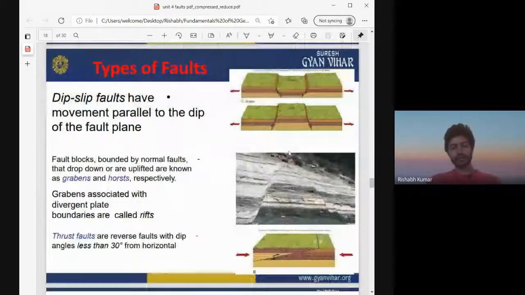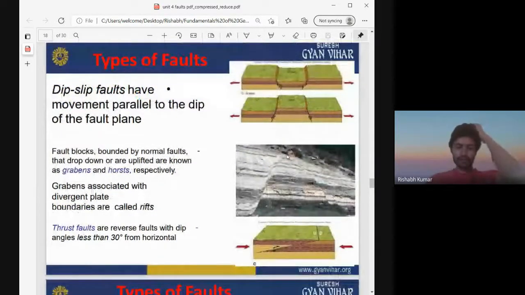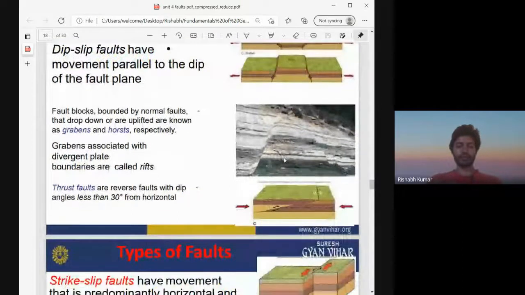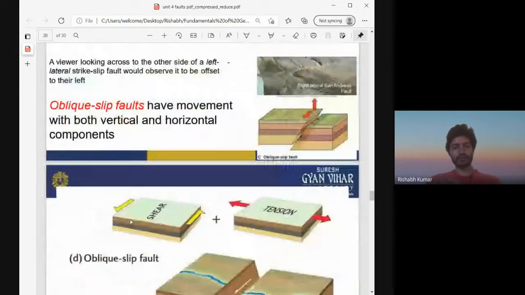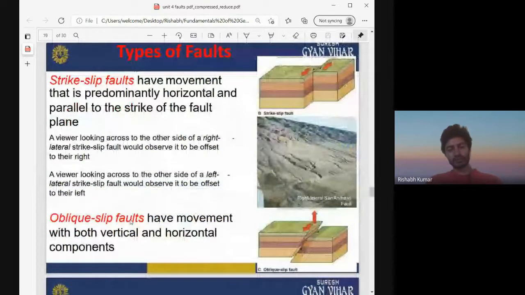Okay. So grabens are associated with the divergent plate boundaries and are called rifts. Okay, so the grabens that are associated with the divergent plate boundaries are called rifts. Thrust fault we have done. Strike slip fault we have done this, right? Then comes your oblique slip fault. The third type of fault is your oblique slip fault.